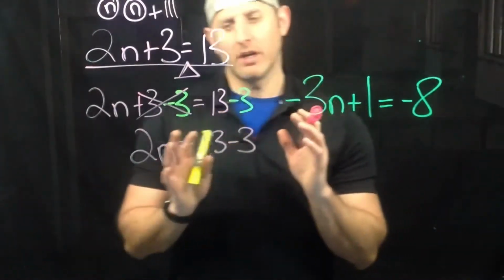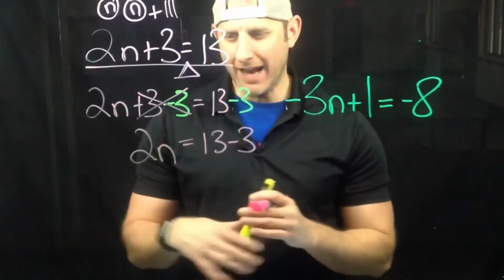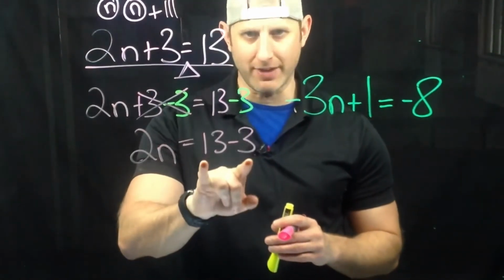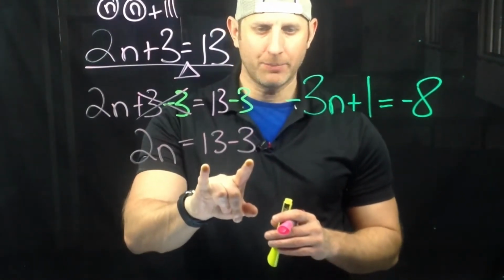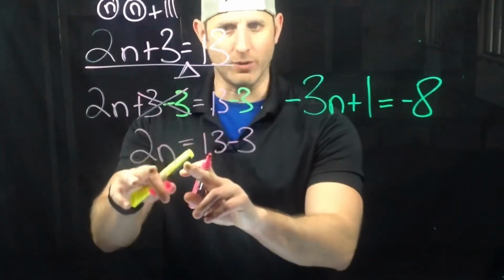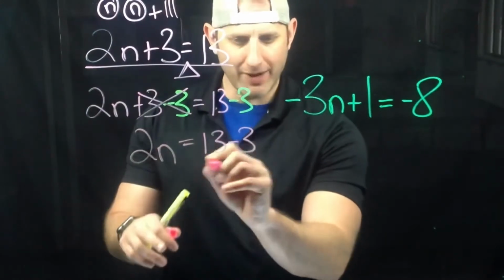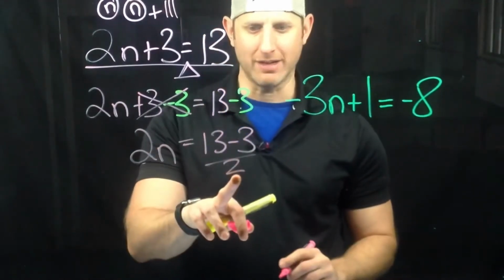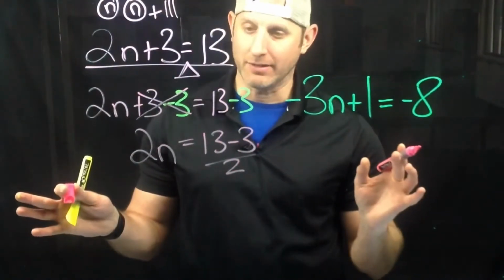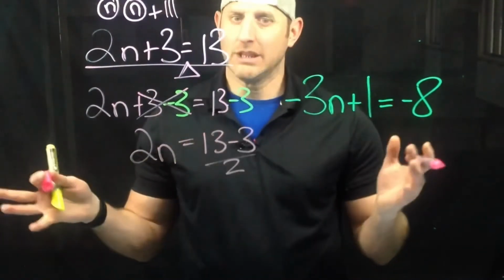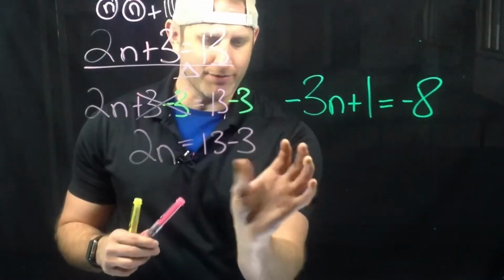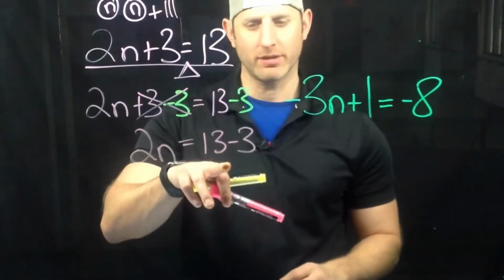Now I have a couple of steps here. I could divide to get rid of these 2 groups, or I can simplify this and make it easier. Let's think about this for a second. If I was to divide this side by 2 to get rid of these 2 n's, I would have to divide this side by 2 as well. And if I think about dividing negative 3 by 2, that's kind of a pain. 13 divided by 2, that's kind of a pain as well. So let's skip that part for now, and let's just simplify this.